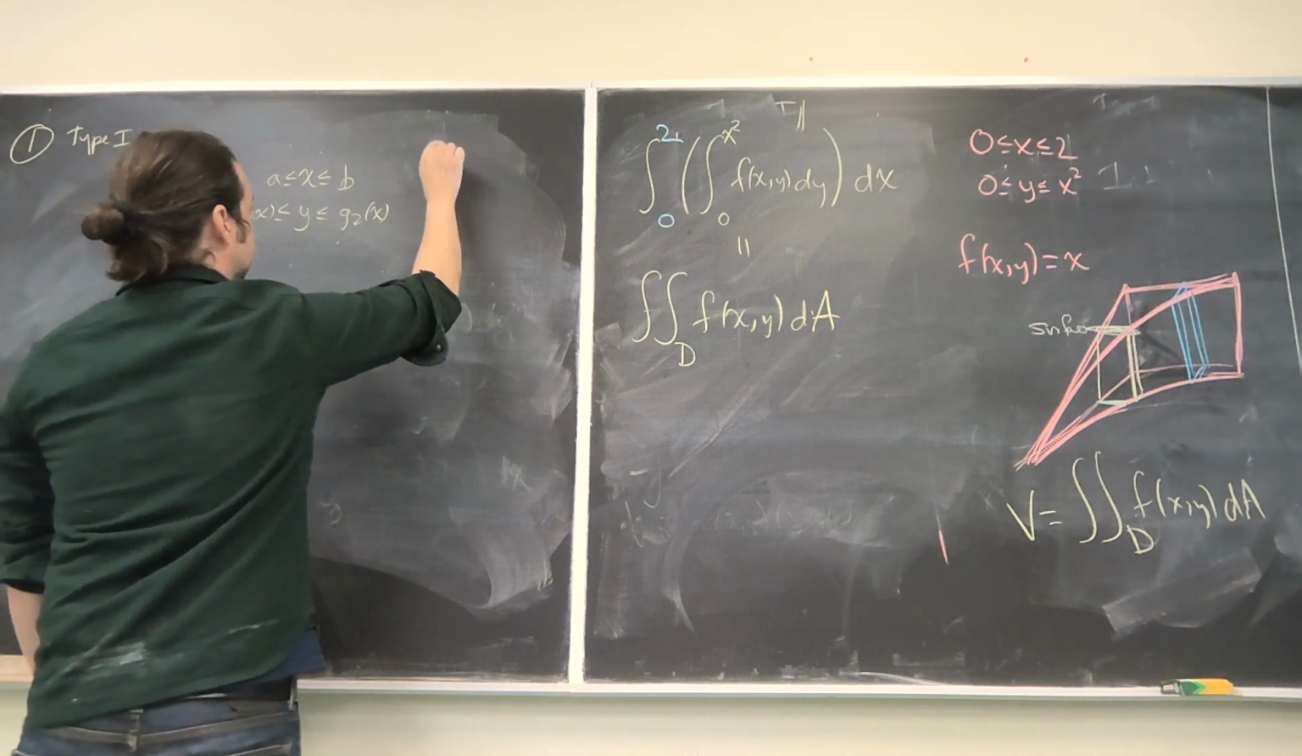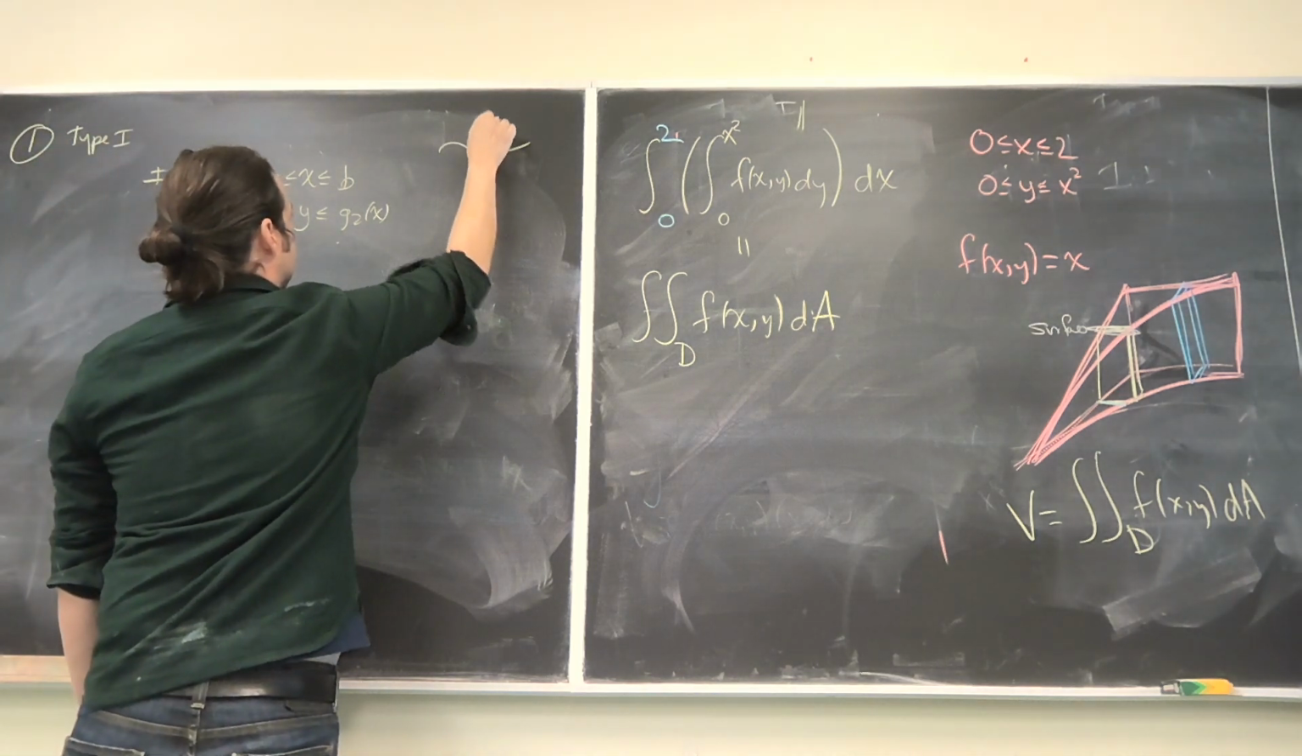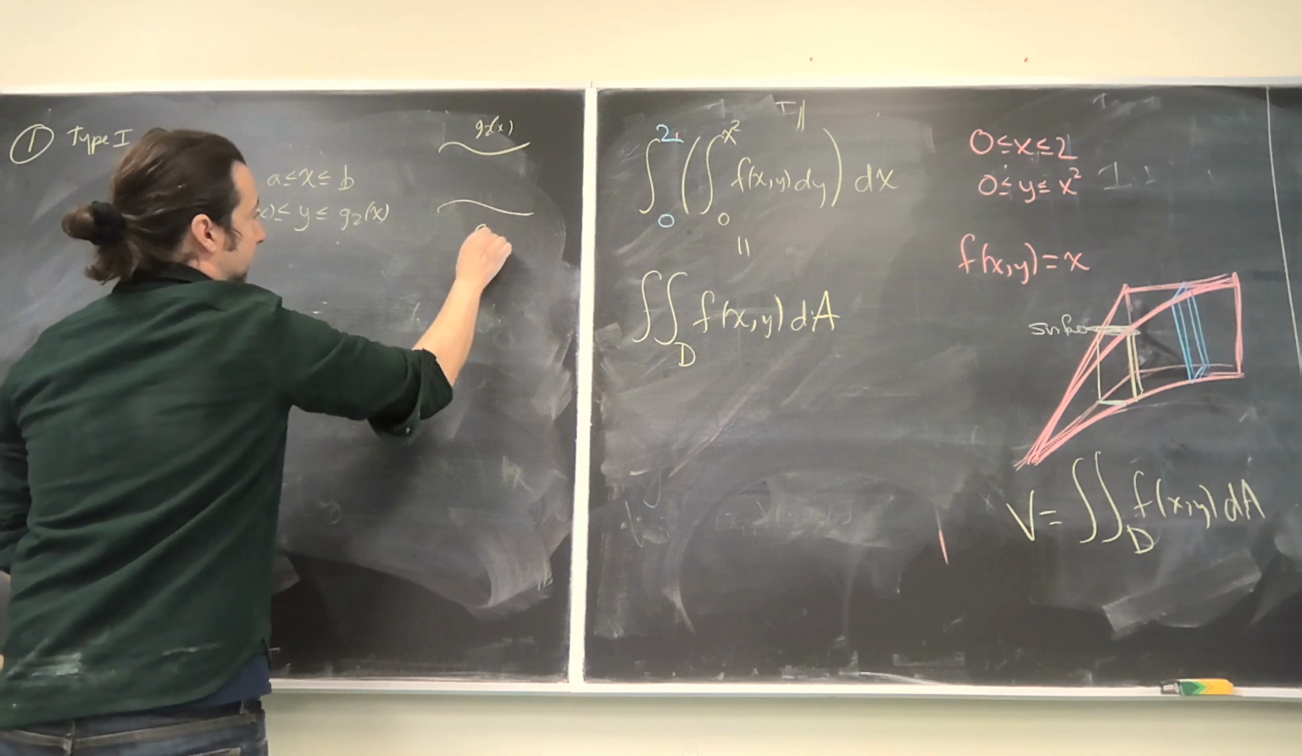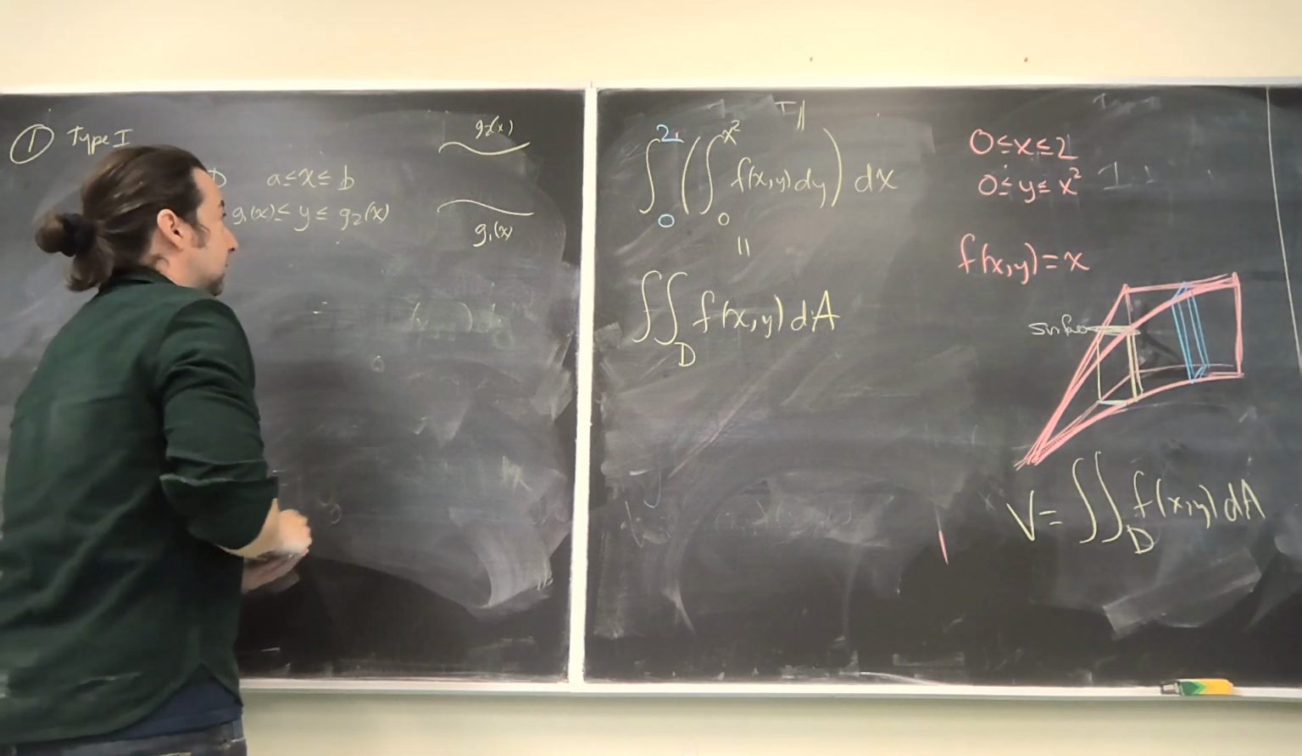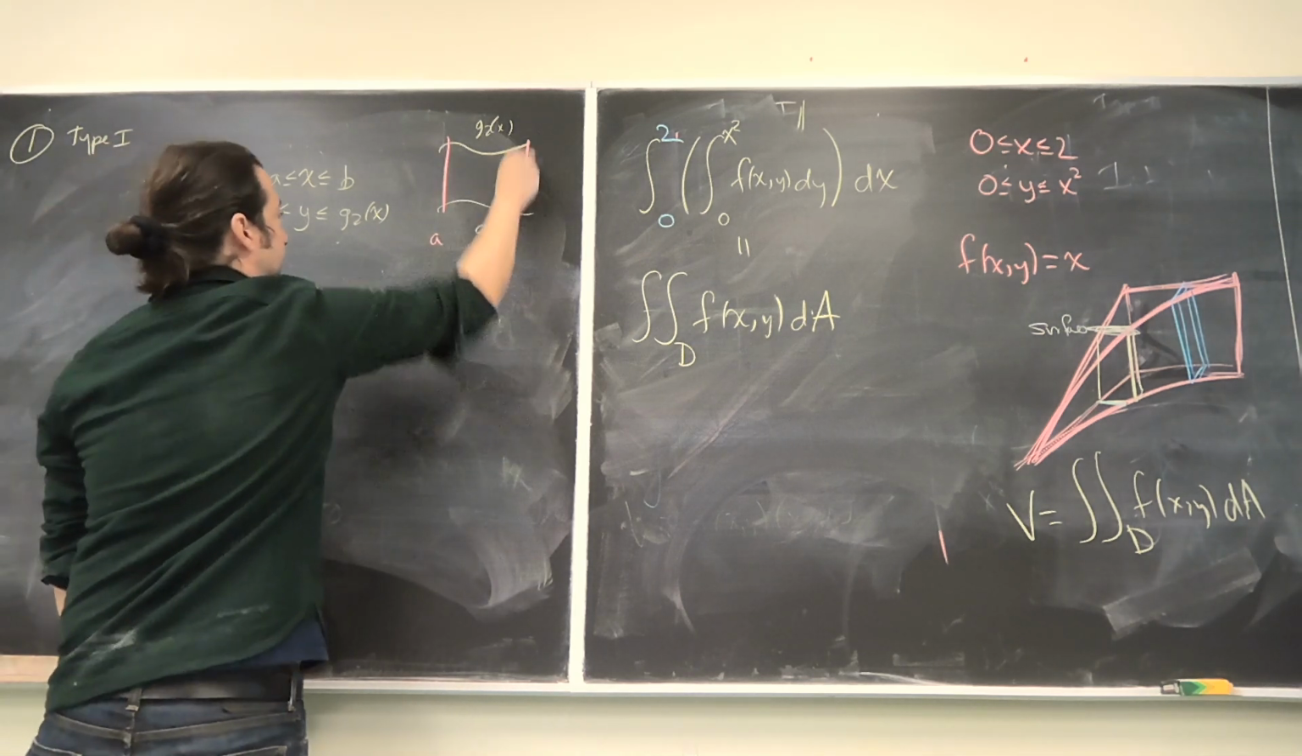the picture here looks like this. You have a function up here, which is g2 of x, and a function down here, which is g1 of x, and you have some x values that clip off the ends of the regions.